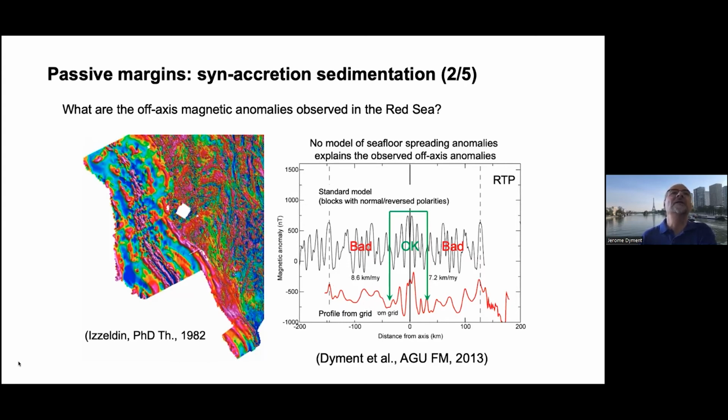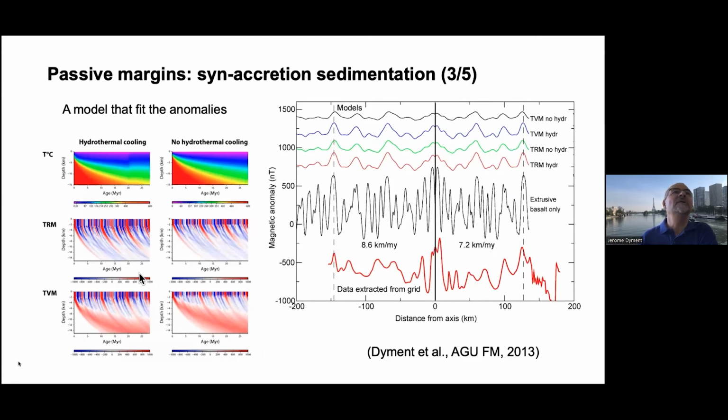Well, our suggestion was we made models. We use exactly the same model we used to explain the skewness in the previous slide, but we removed the extrusive basalt. And if we do that, we have 4 different models that are more or less similar, but with slightly different hypotheses. And these models are fitting the observed anomaly pretty well. You have this anomaly that is this one, this one that is this one. And this is quite correct on both sides.